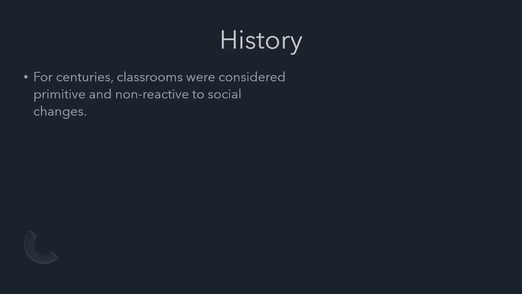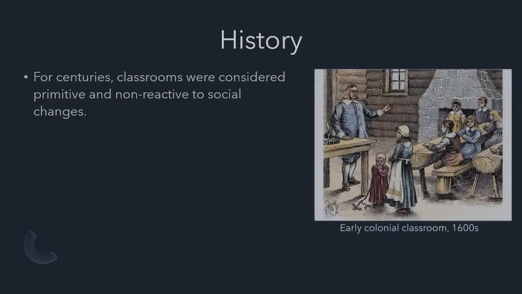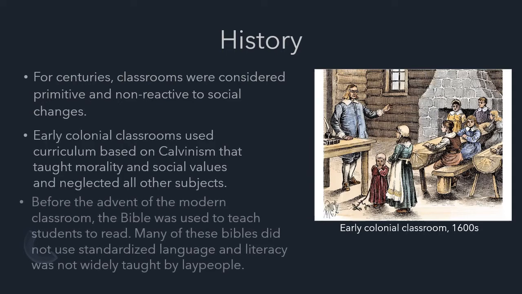For centuries, classrooms were considered primitive and non-reactive to social changes. To the right is actually an image of an early colonial classroom from the 1600s, and what this is describing to us is that curriculum was largely non-existent and people were educated either by their family groups or by their local parishes. Early colonial classrooms used curriculum based on Calvinism that taught morality and social values but neglected all other subjects. Before the advent of the modern classroom, the Bible was used to teach students to read.